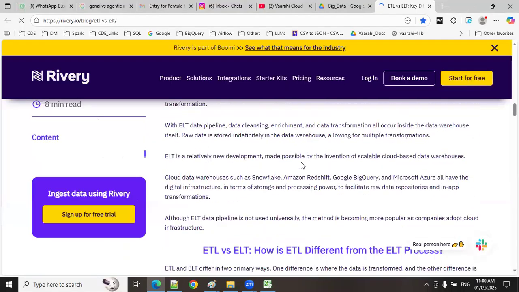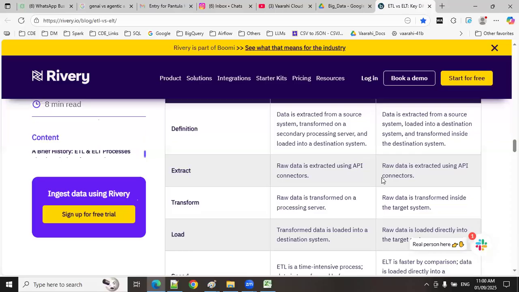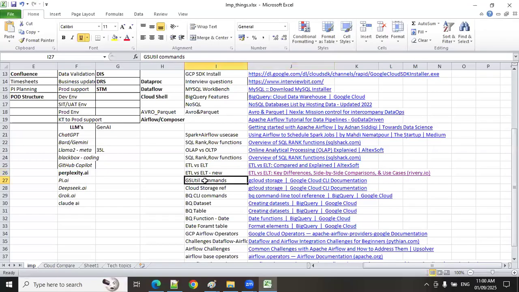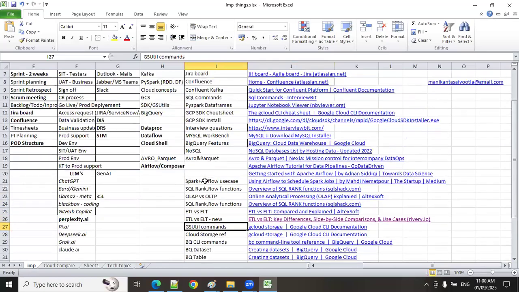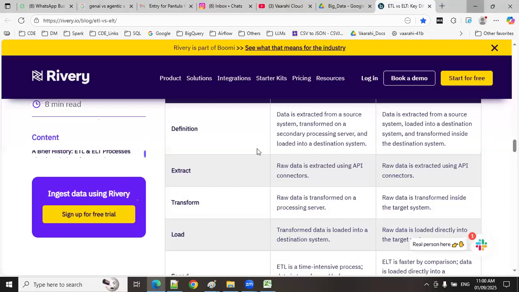Here there will be a table, ETL versus ELT is one. Like that, whatever terms I am using, there will be a link. Fine, got it?